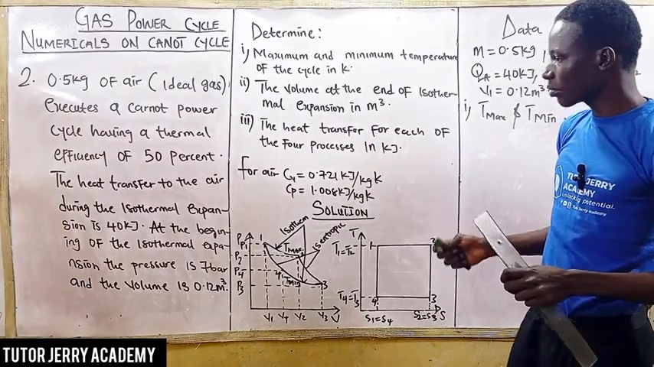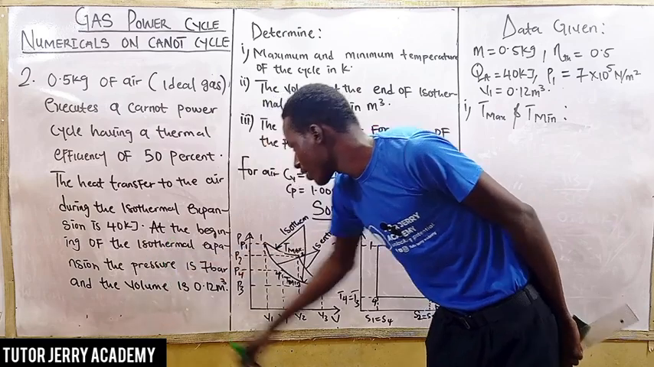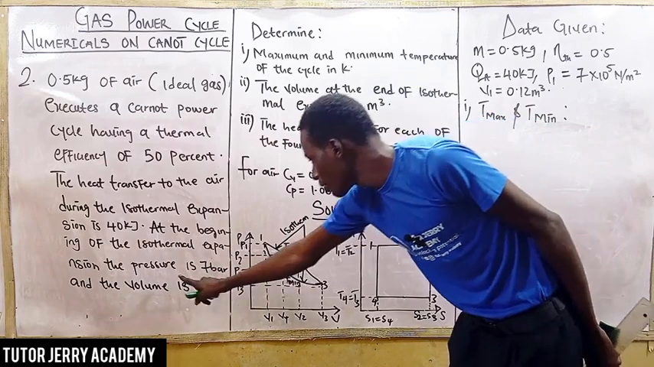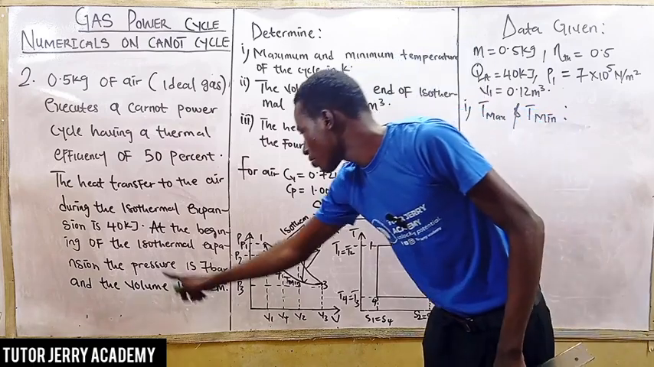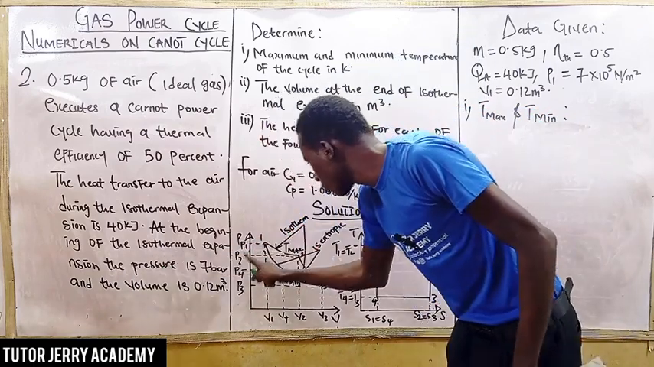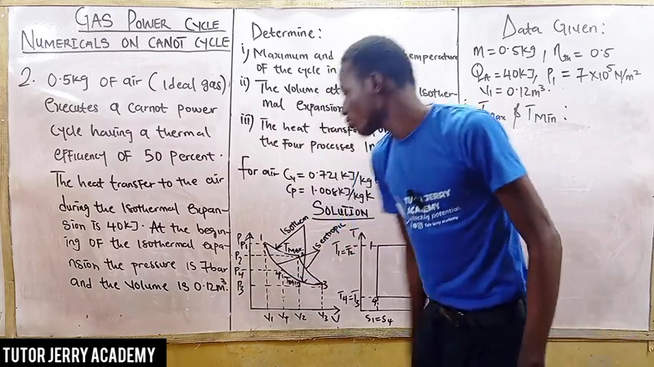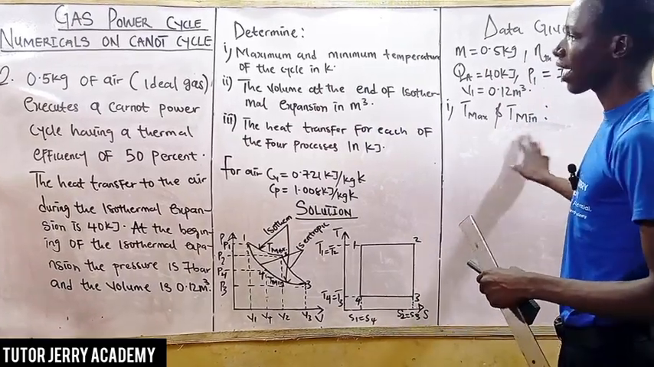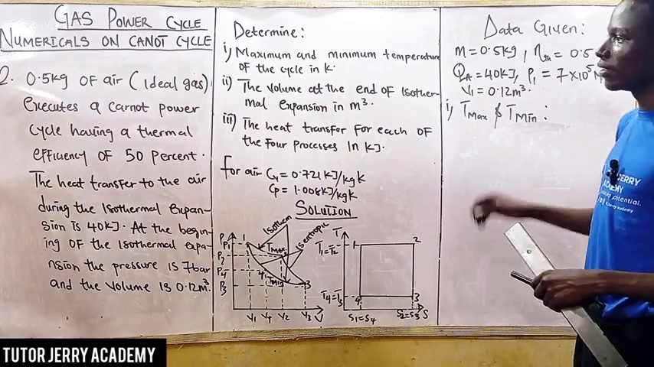Of course, like I told you earlier, the question says that at the beginning of the isothermal expansion, this is where isothermal expansion begins, the pressure is 7 bar, so P1 will be 7 bar. And at the beginning of isothermal expansion, which is still this point, our volume will be 0.12 meter cubed. So we are going to be looking for T max and T min, which is the maximum temperature and the minimum temperature in Kelvin.